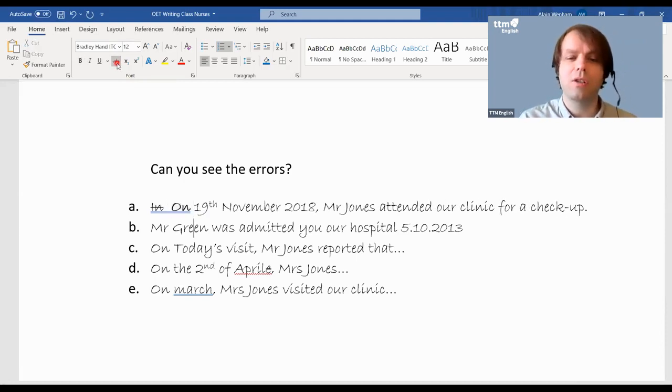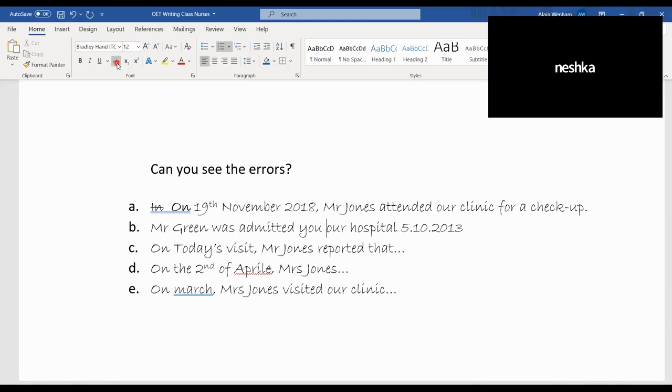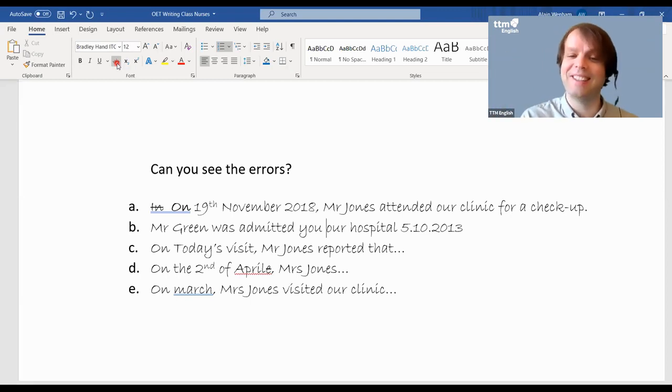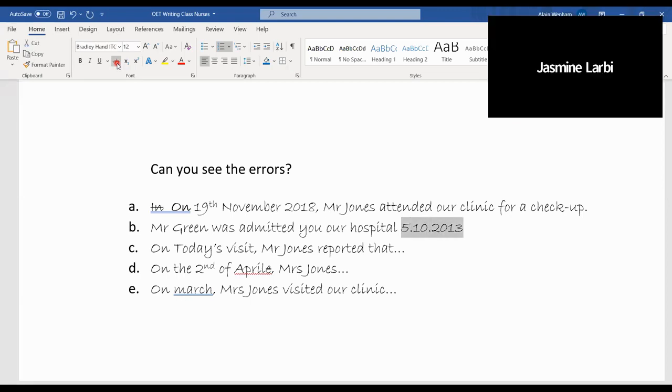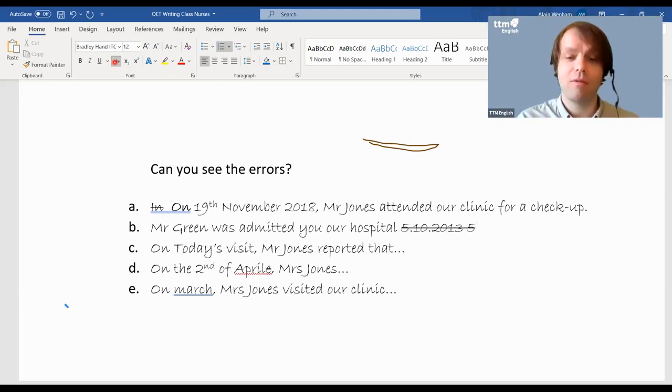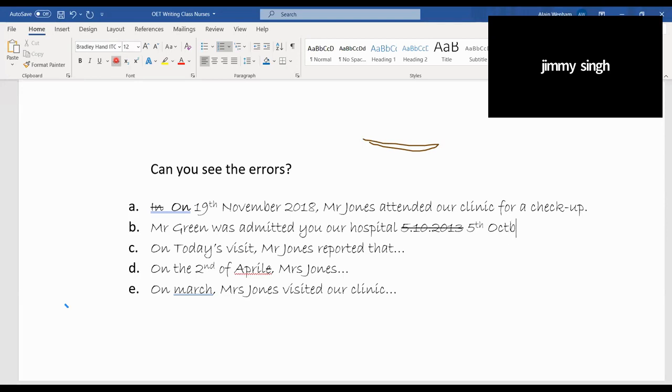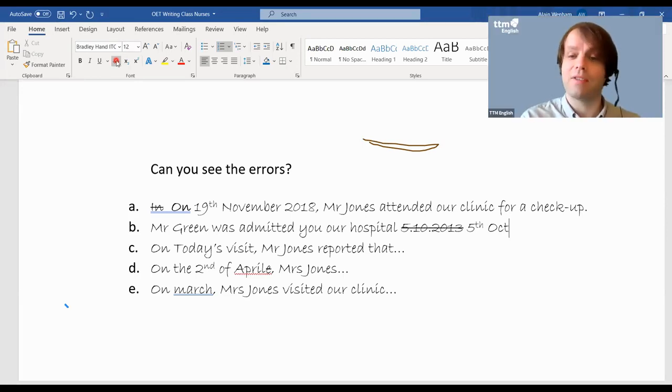Number two, Mr. Green was admitted to our hospital. This one drives me absolutely crazy. What's wrong with that, everyone? The date. They're not allowed to use numbers. We're not allowed to write 10th of October or 10th of May as numbers. In the body of your letter, you cannot write the date with just numbers. Remember, it's a language exam. It's not a maths exam, right? So you need to say 5th. What are we going to say here, guys? October. I would say that almost every week I have to remind people about that.